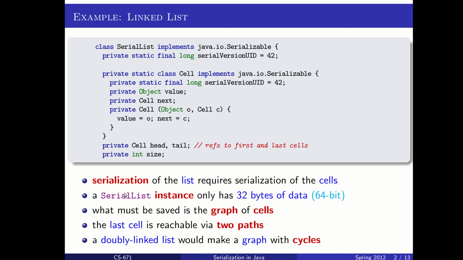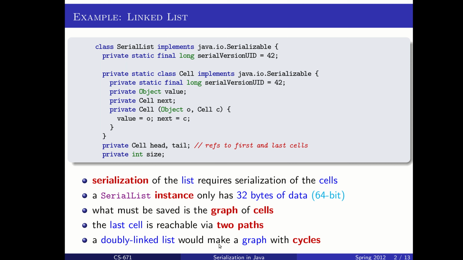The serial list instance only has 32 bytes of data itself, and then all the rest of the data will be in its cells. The 32 bytes being some of the basic object representation and its head and tail and its size. So we have to store that graph of the cells. The last cell, you'll notice, is reachable from two paths. You can get to the last cell by stepping from head to next to next to next until you get to the end. You also can get to it just by using the tail reference.